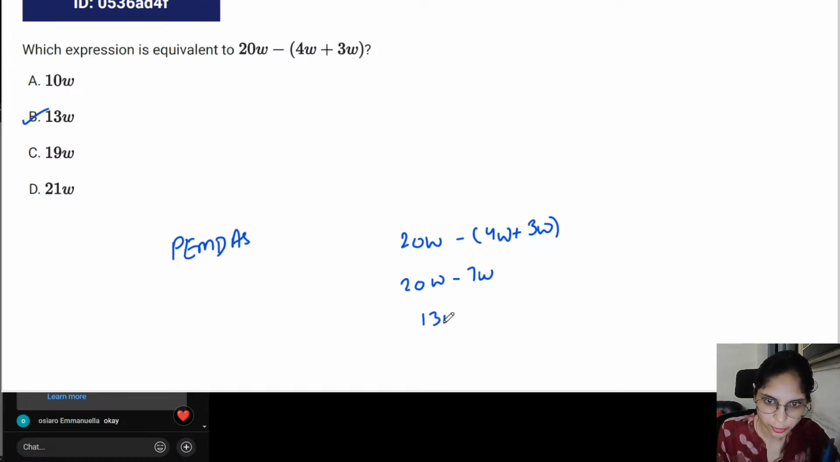Twenty minus 7 is 13W. First we are doing this, then we are doing this one.